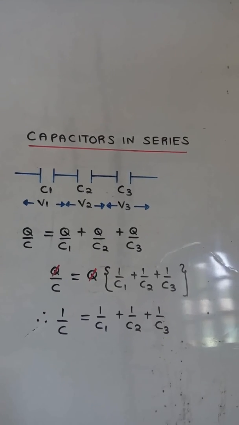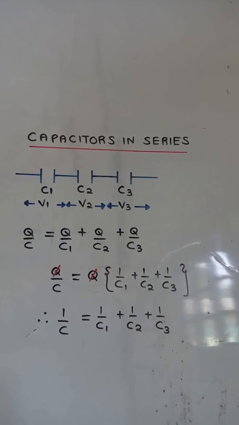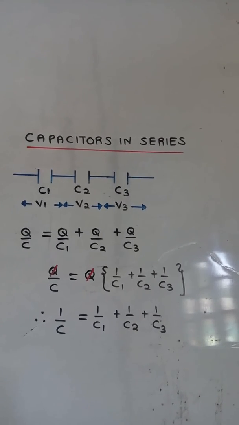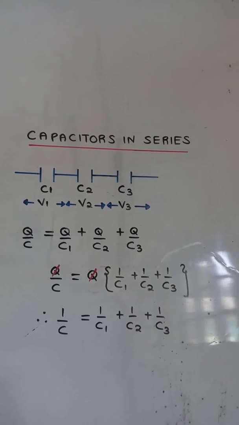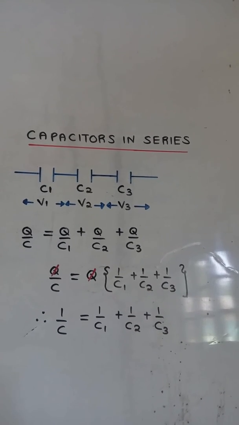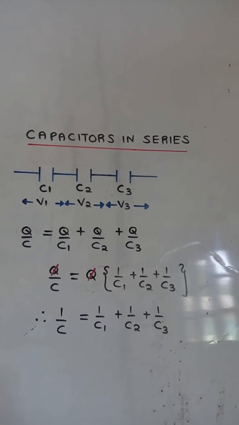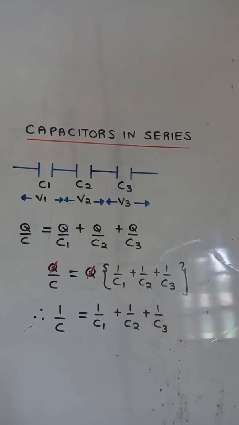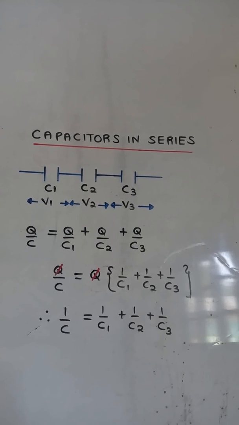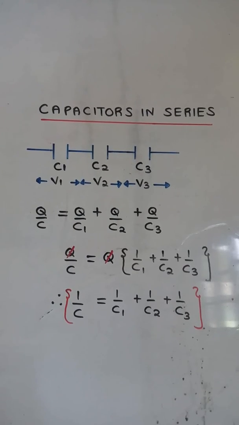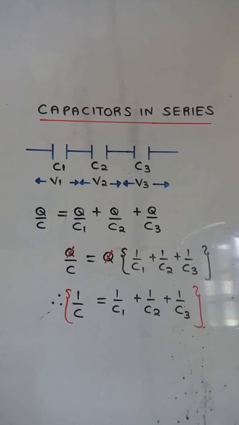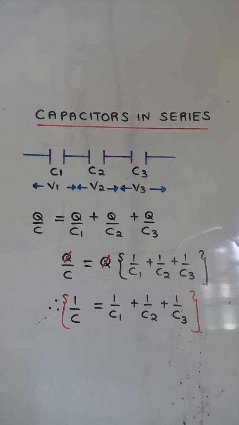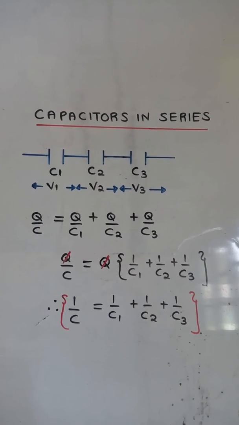Therefore, 1 over total capacitance is equal to 1 over capacitance of capacitor 1 plus 1 over capacitance of capacitor 2 plus 1 over capacitance of capacitor 3, which is a general formula when 3 capacitors are connected in series combination.